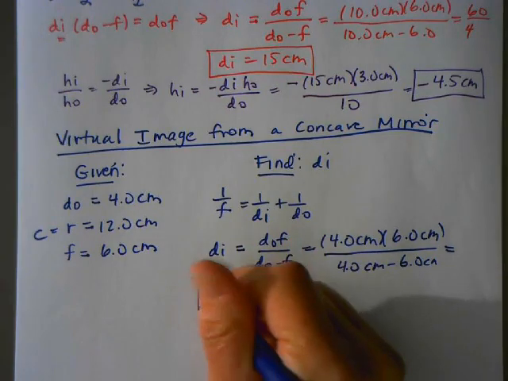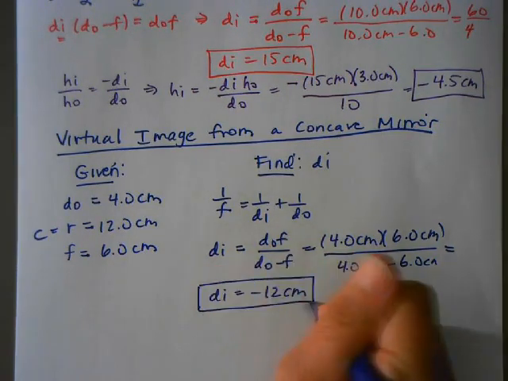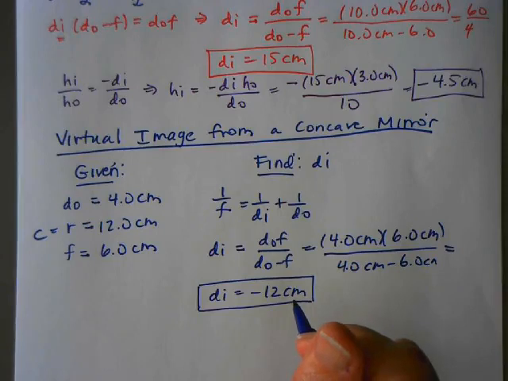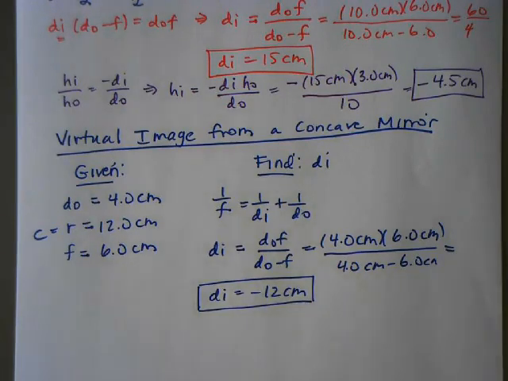And because of our frame of reference, the distance of the image, if we're looking at a concave mirror, it has to tell us, is it in front or behind? That's what the negative sign tells us.